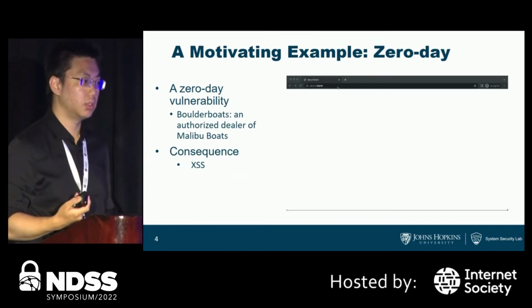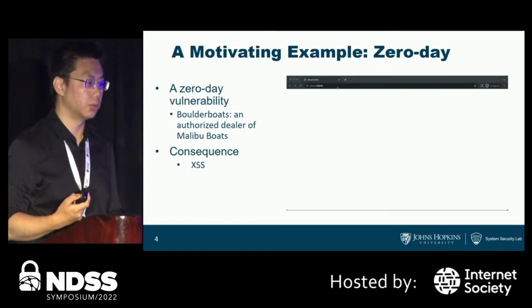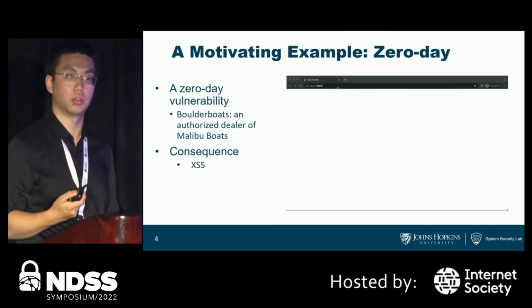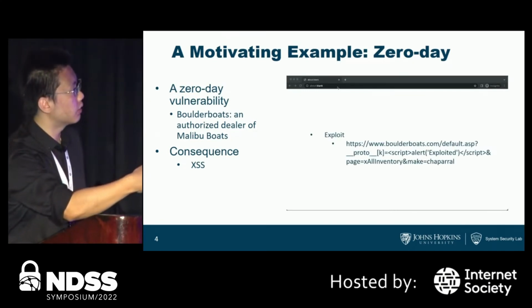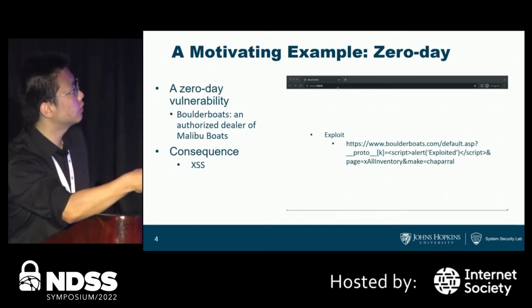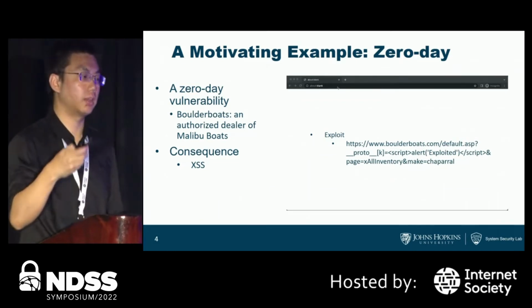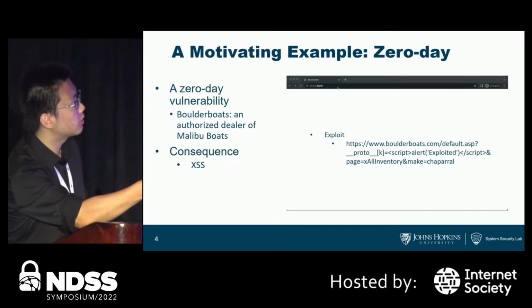This zero-day vulnerability involves a website called borderboats.com, which is an authorized dealer of malleable boats. After we responsibly disclosed this vulnerability to them multiple times, they haven't replied to us yet. The exploit is as follows. It contains mainly two parts. First part, the __proto__[k] part, which is responsible for prototype pollution. The second part is the malicious script part.